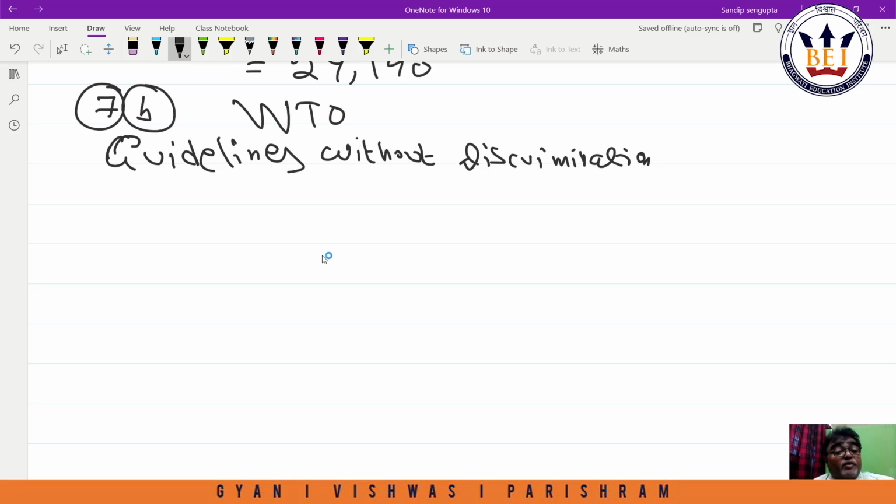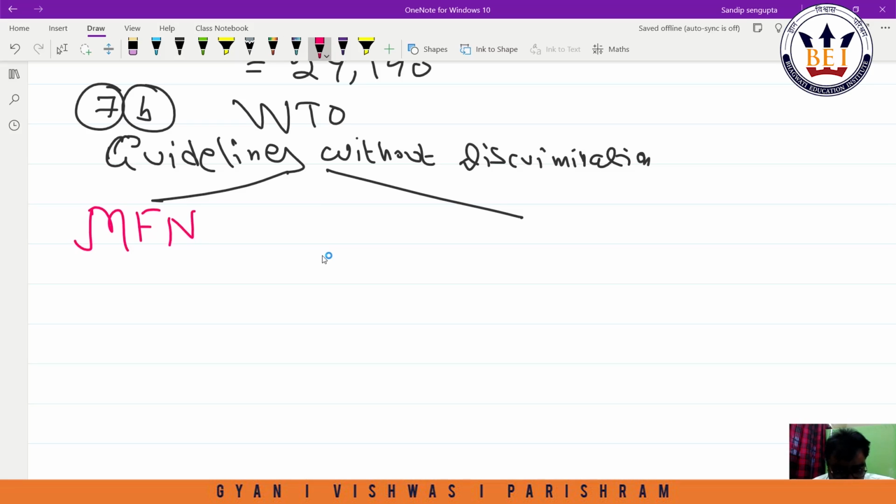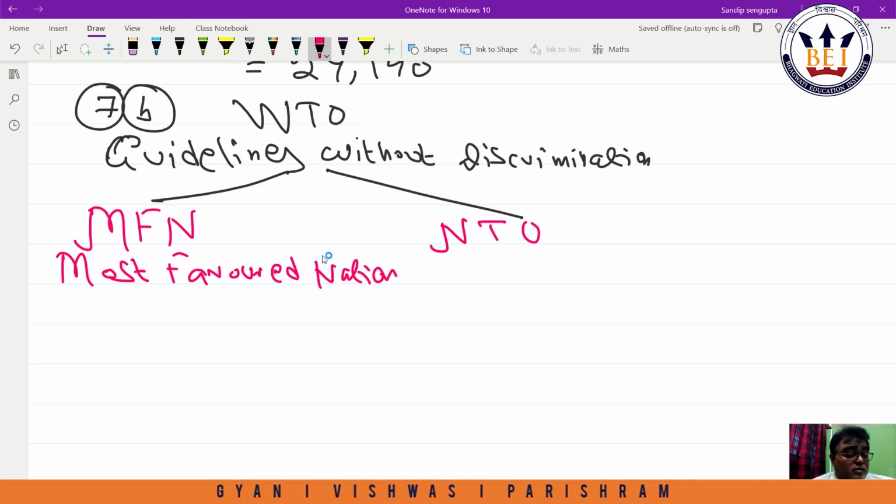Without discrimination can be written in two ways. One, they have given MFN, another they have given NTO. So beta, what is MFN? MFN is most favored nation. And what is NTO? National treatment obligation.